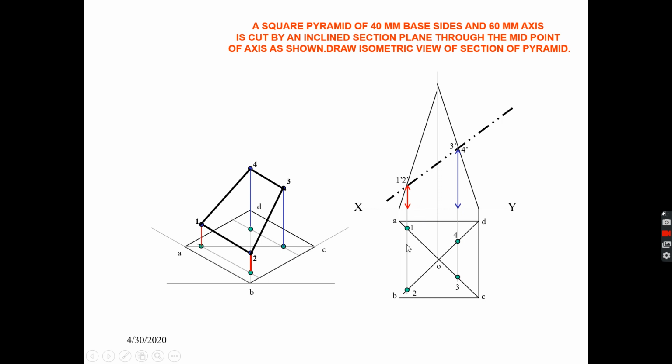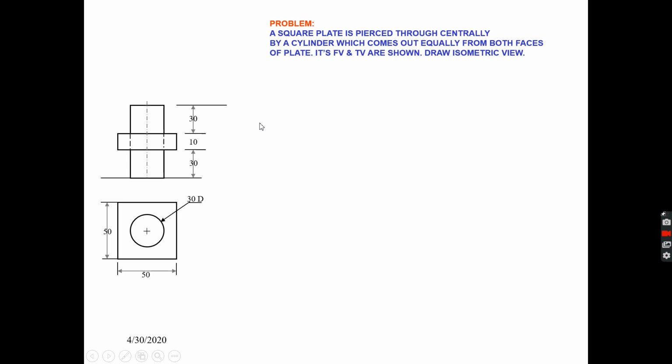From the front view and top view, you can say that point 1 is connected to point A, and point 2 is connected to point B. In a similar way, I will join these points with the help of a straight line. So this question is completed.